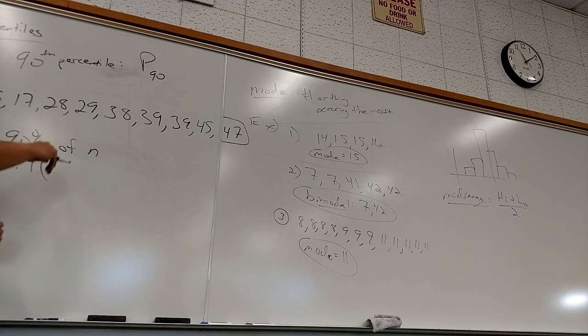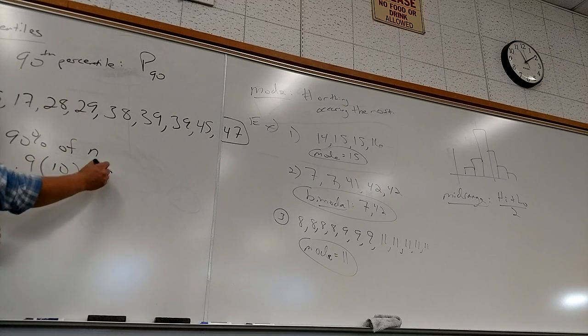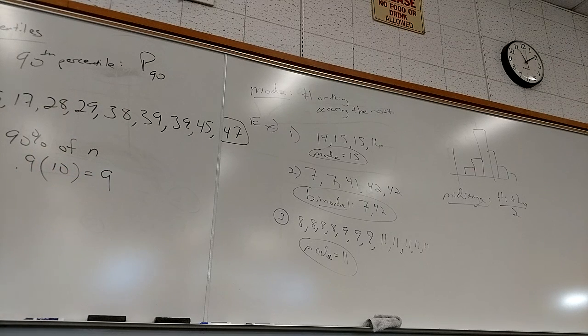And what's n? 10. 0.9 times 10 is? 9. All right, stay with me. If your answer to this first step, there's only two of these situations. If the answer is a whole number, you average that one with the next one. So the answer isn't 9, it's the average of the 9th and the 10th.